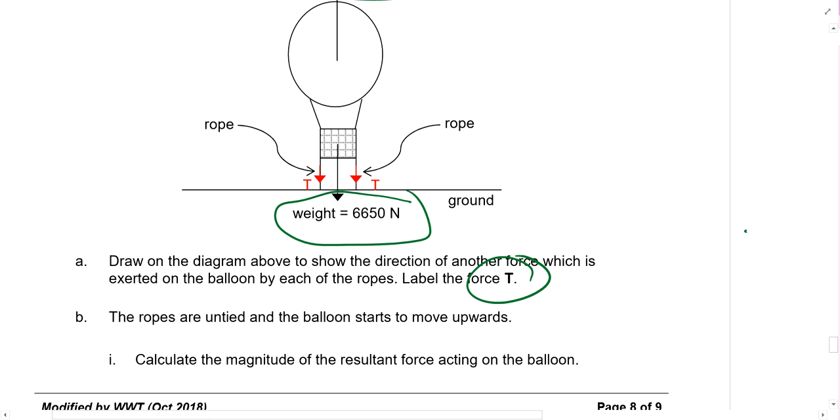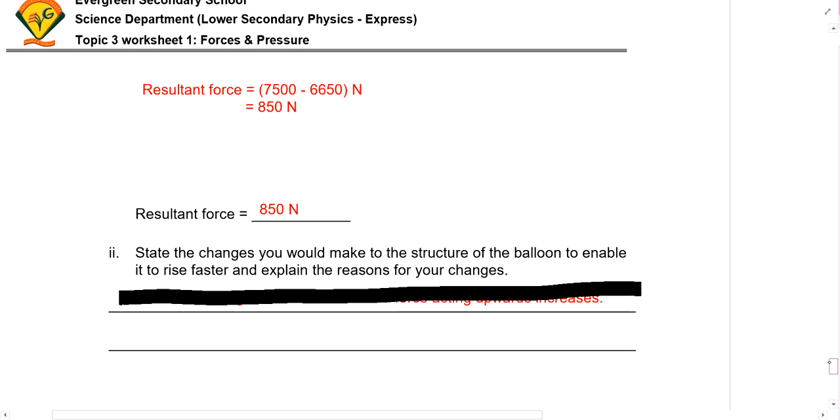Now this is the ropes part B. The ropes are now untied. So the balloon starts to float up. Okay, so resultant force will no more have tension already. Resultant force will be 850 newtons.